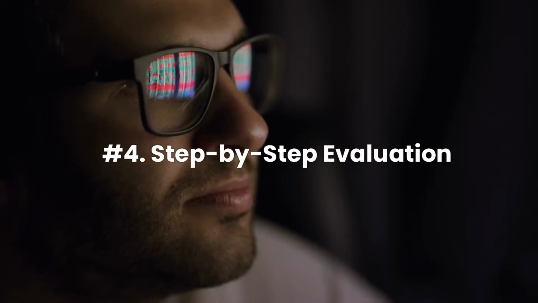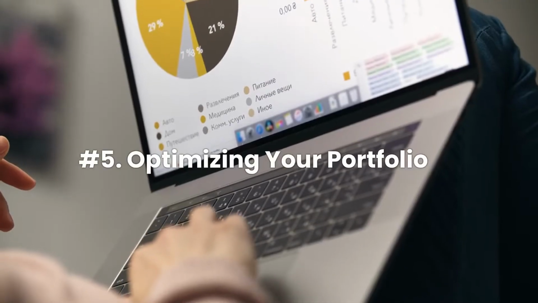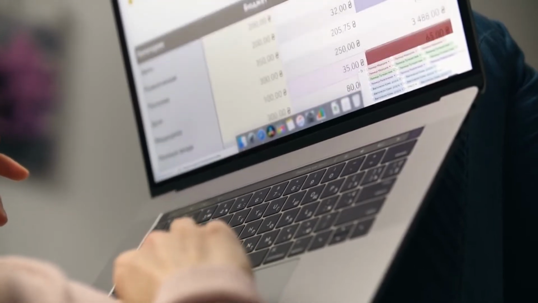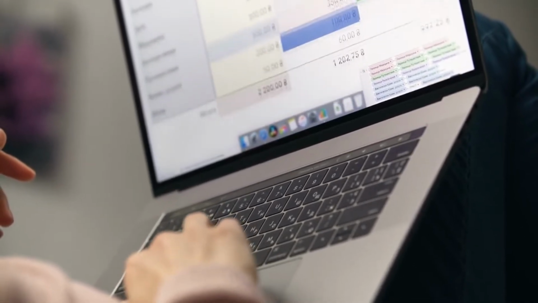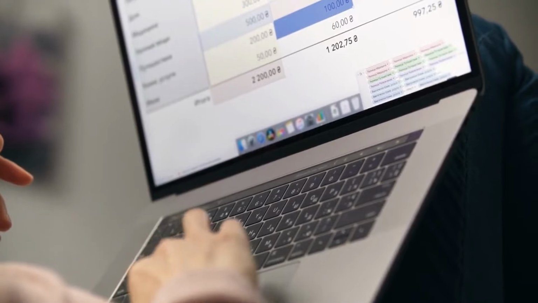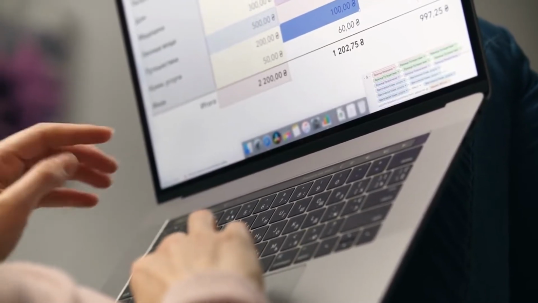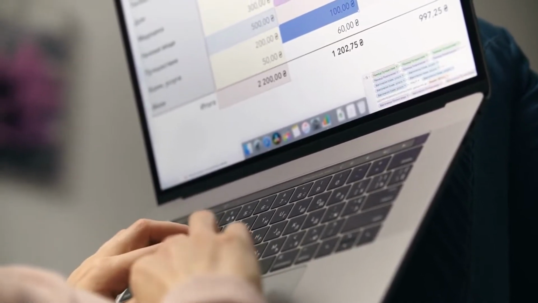Number 4. Step-by-step evaluation. This course dives deep into evaluating monthly dividend stocks with systematic financial tests and data analysis, ensuring you pick high-potential stocks for your portfolio. Number 5. Optimizing your portfolio. This course teaches you about asset allocation, maintaining an investment journal, and using technical indicators to optimize your portfolio's performance.